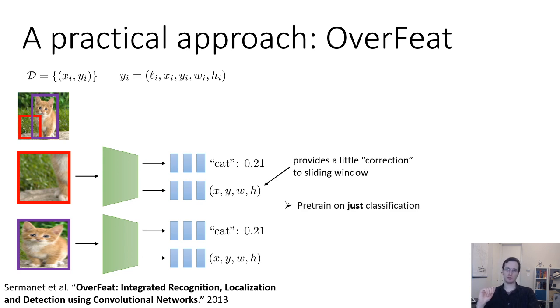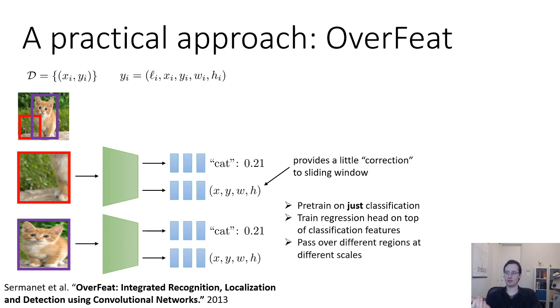The particular way in which the OverFeat model is trained, and this is maybe a little antiquated at this point because this is from seven years ago, but the particular way in which it's trained in the paper is to pre-train the network on just classification and then train a regression head on top of the classification features. And then you pass this model over different regions at different scales, and for each one you get a class and a bounding box location.